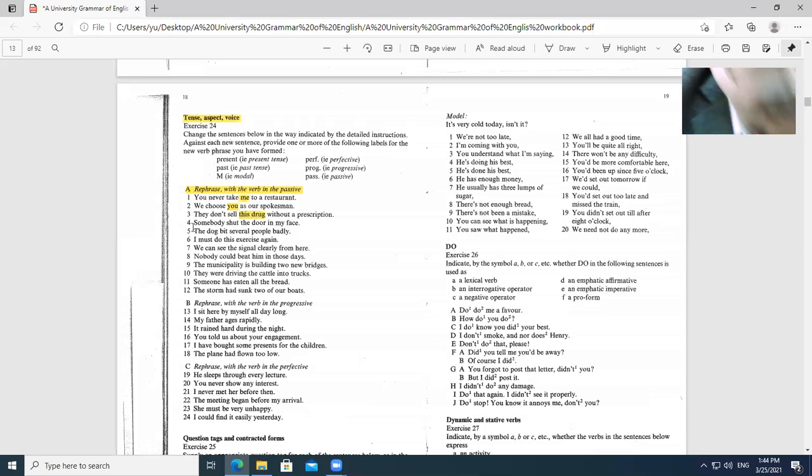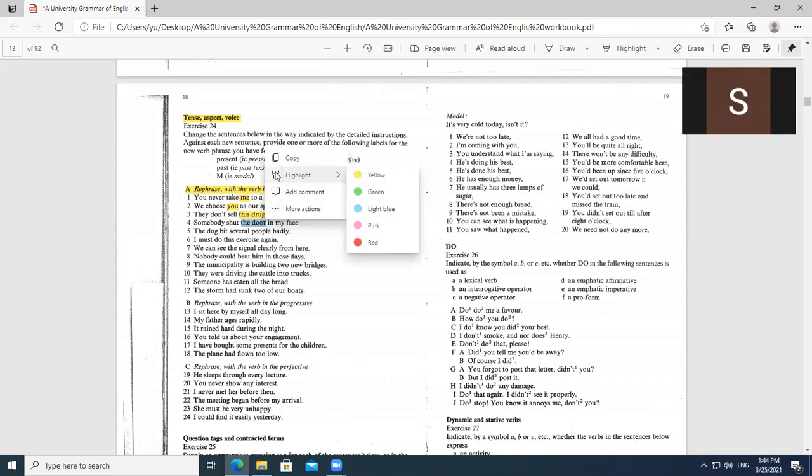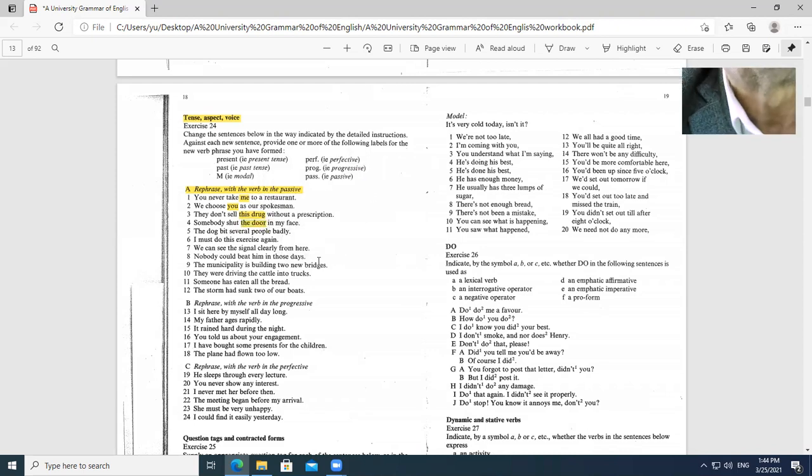Number 4. Somebody shut the door in my face. Where's the object? The door. The verb shut. What kind of verb? Shut, past. شو بصير؟ بدي أحكي the door was... مظبوط. The door was shut in my face. يعني the door was shut، لأنه لو shut هنا عبارة عن the past.